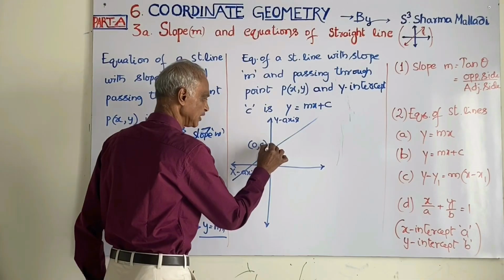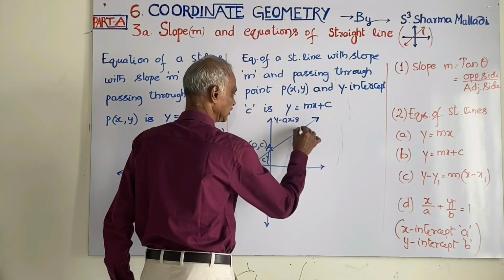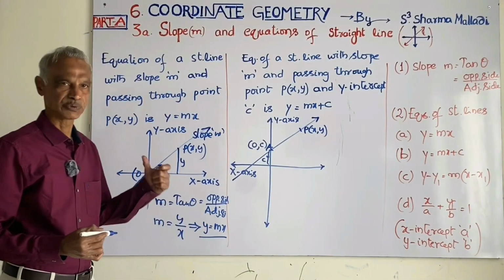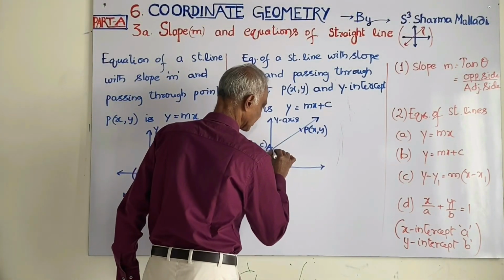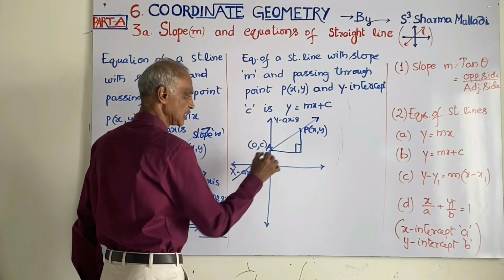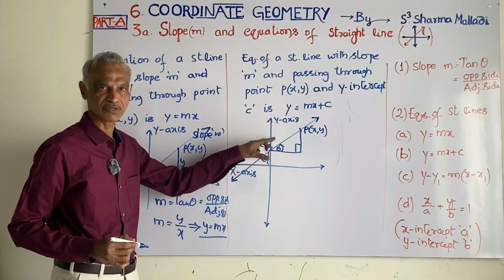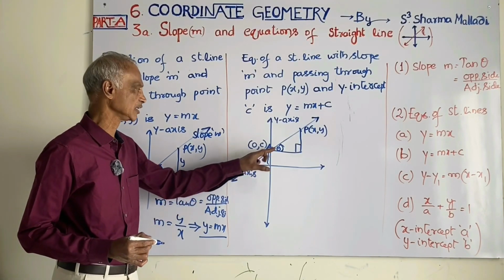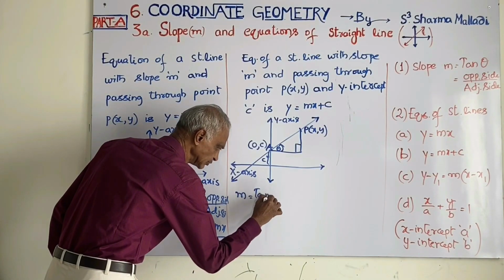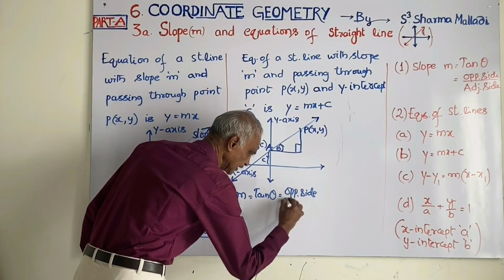Let this point be a. This line is passing through point p x y. You take a point p x y here. Now you have to draw a right angle triangle. This is 90 degrees. This is hypotenuse and this is the angle made by this line with positive direction of x-axis in anti-clockwise direction, theta. Now you take slope m is equal to tan theta, opposite side by adjacent side.